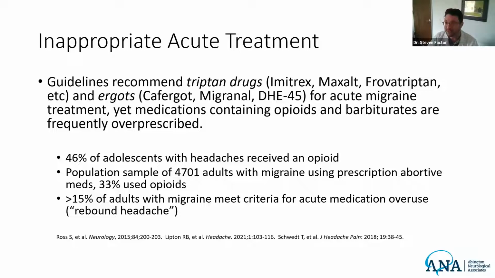46% of adolescents in one particular study happened to receive an opioid. That is a remarkably high number of adolescents getting this drug. In a population sample of over 4,700 adults with migraine who were prescribed abortive medications, a third of which were opioid medications. And greater than 15% of adults with migraine meet the criteria for acute medication overuse. So there's clearly an unmet need here. We have clear guidelines to use other medications, yet doctors and other kind of extended providers are throwing these old drugs at patients to treat migraine pain, and these are not the optimal therapeutic modalities.